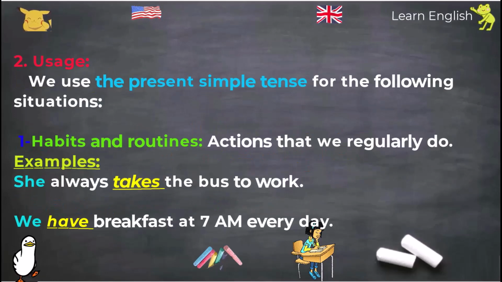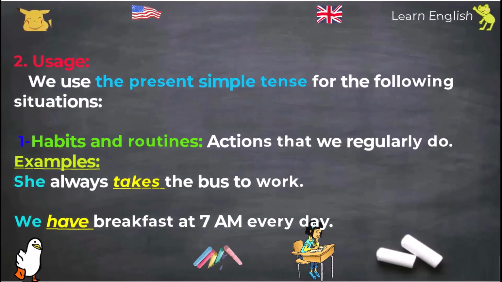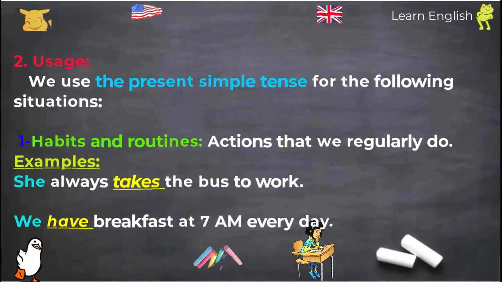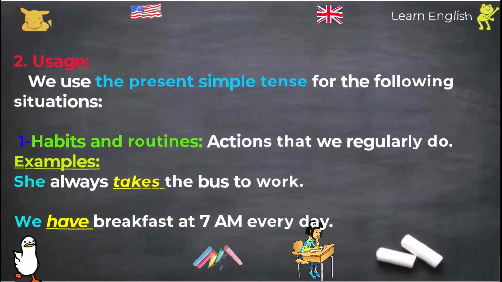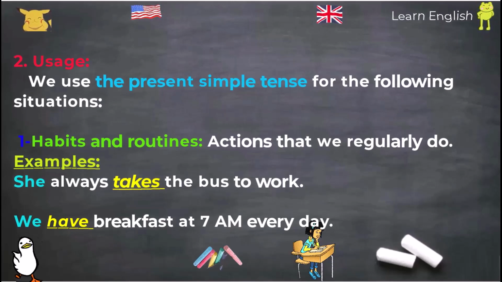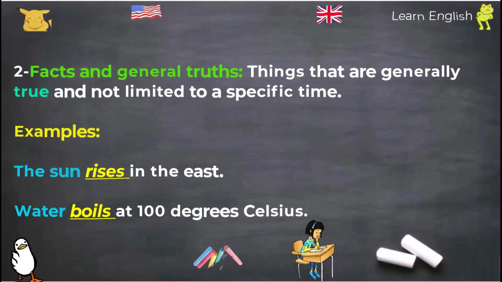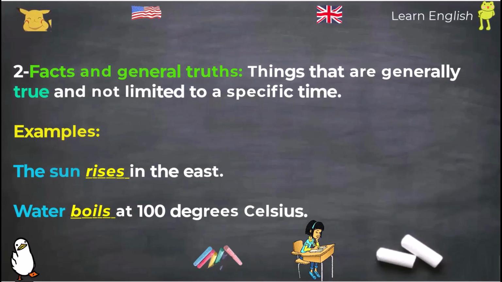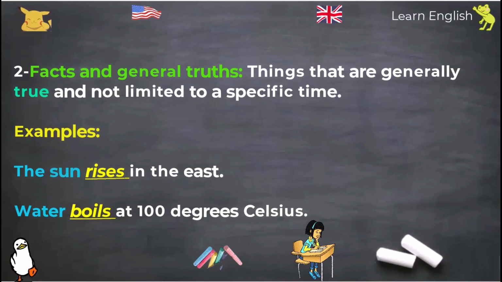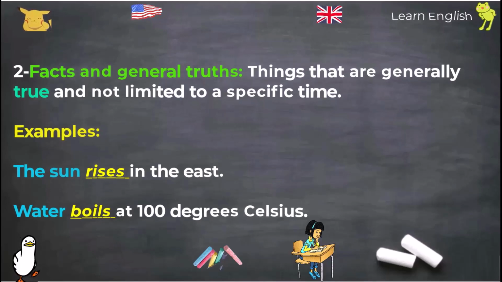Usage. We use the present simple tense for the following situations: habits and routines, actions that we regularly do. Examples. She always takes the bus to work. We have breakfast at 7 o'clock every day. Facts and general truths. Things that are generally true and not limited to a specific time. Examples. The sun rises in the east. Water boils at 100 degrees Celsius.